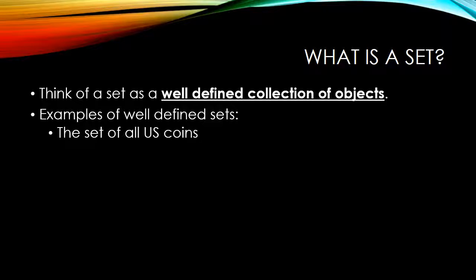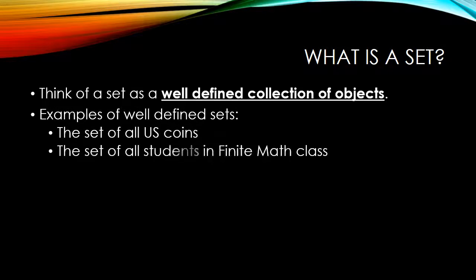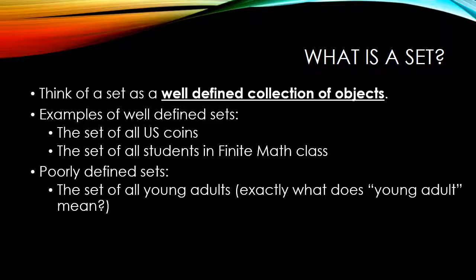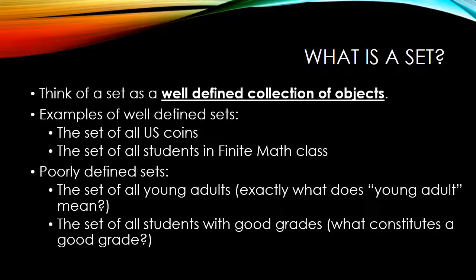An example would be the set of all U.S. coins, or the set of all students in finite math class. Now, some poorly defined sets would be the set of all young adults. What exactly constitutes a young adult? You need to define that in order to actually have a good set. The set of all students with good grades. What constitutes a good grade? That could vary from student to student. So neither of these two meet the criteria of being well defined.